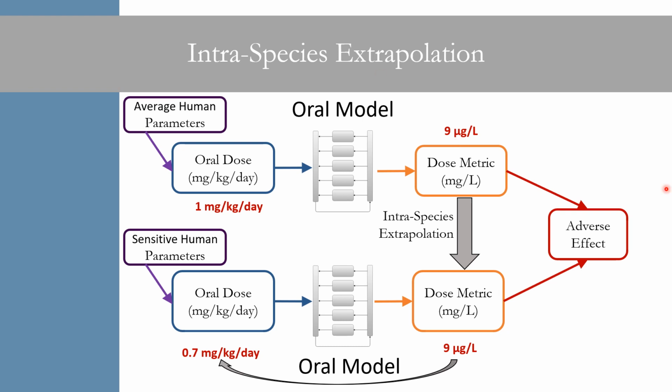So now we can use reverse dosimetry to determine the external dose that leads to the same internal dose metric in sensitive humans. This external dose is therefore expected to lead to the same adverse outcome in sensitive humans. So here we assume our internal dose metric to be the same as in the general population for the sensitive population, so 9 microgram per liter, which will lead to the same adverse effect. And we run an oral model, but for the sensitive population, and find what oral dose will lead to this concentration. And here in our example, it's 0.7 milligram per kilogram a day.